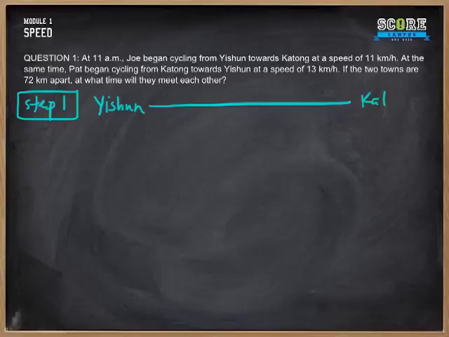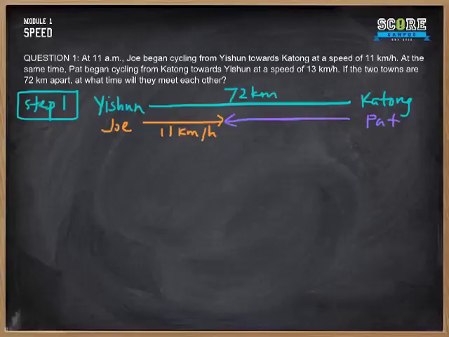Yishun to Katong, that is 72 kilometers. The distance is 72 kilometers. Now, Joe leaves at 11 a.m. at the speed of 11 kilometers per hour from Yishun to Katong. That's Joe. Pat leaves Katong towards Yishun at 13 kilometers per hour. That's Pat.